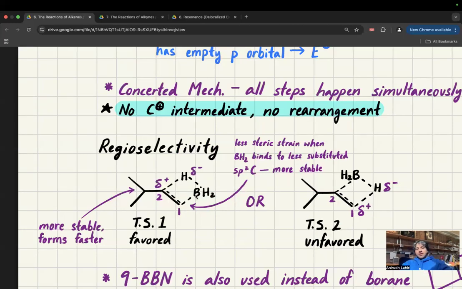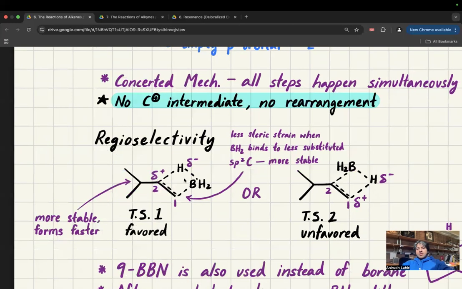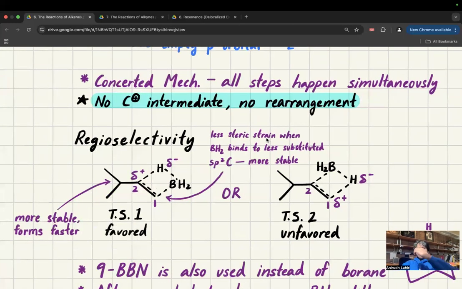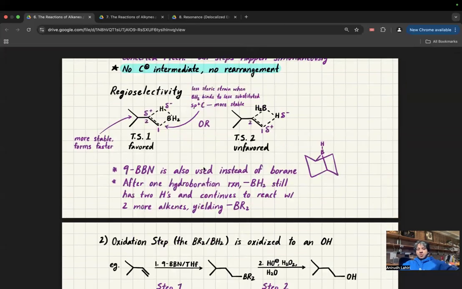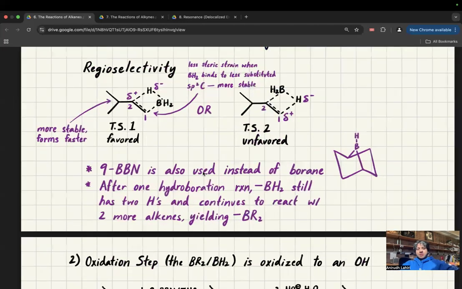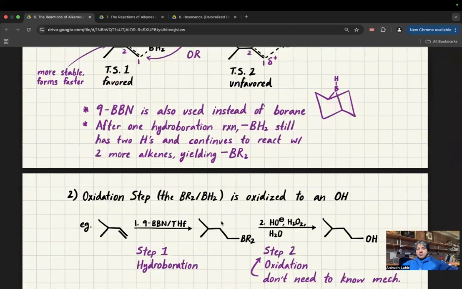And the reason why we have the B attached here and not here is because this transition state is more favorable, so it'll form faster. This has to do with less steric strain. It just has to do with the fact that this is a more stable structure. We can also use 9-BBN instead of borane. The only thing to note is that after one hydroboration reaction, BH2 still has two hydrogens and can continue to react with two more alkenes, yielding BR3.